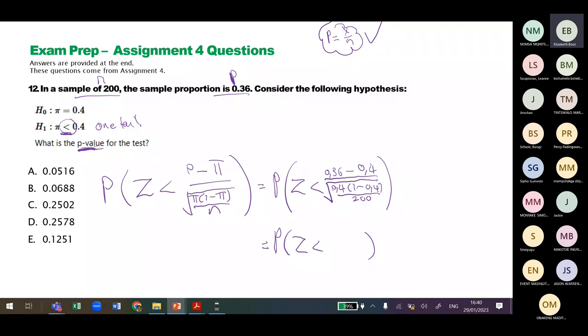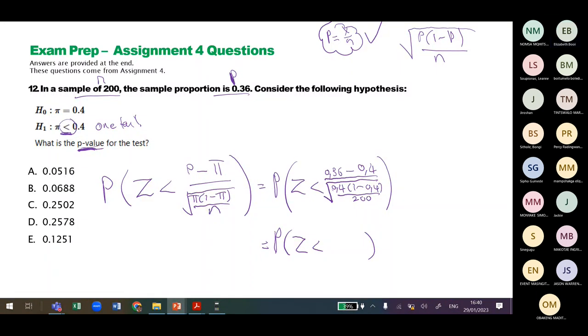Okay, so previously in some of the exercises or from the assignments or somewhere, they might ask you to find the standard error, but they gave you the sample proportion. So you just use the sample proportion instead of the population proportion.